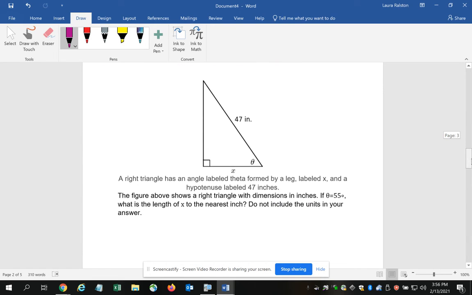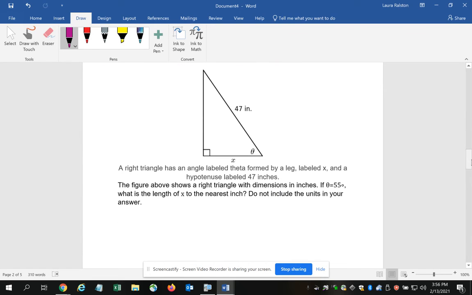All right, let's look at one more. A right triangle has an angle labeled theta formed by a leg labeled X and a hypotenuse labeled 47 inches. The figure above shows a right triangle with the dimensions in inches. If theta equals 55 degrees, what is the length of X to the nearest inch?